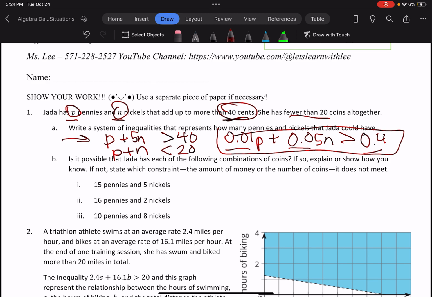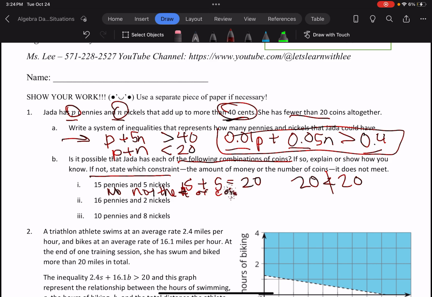It says, is it possible that Jada has each of the following combinations of coins? If so, explain how you know. If not, state which constraint, money or number of coins, it does not meet. So 15 pennies and 5 nickels. Looking at that immediately, 5 plus 15 equals 20. 20 is not less than 20, right? And so this would work for the equation about how much money it is, but not the number of coins. So this is no, not the number of coins.